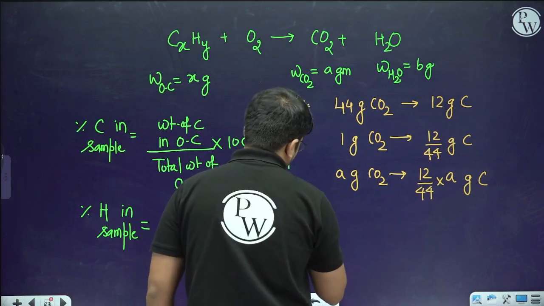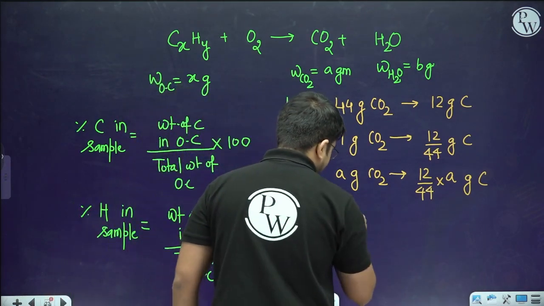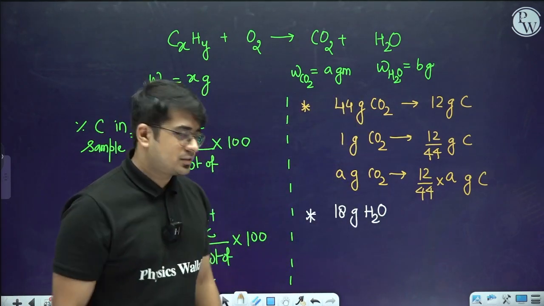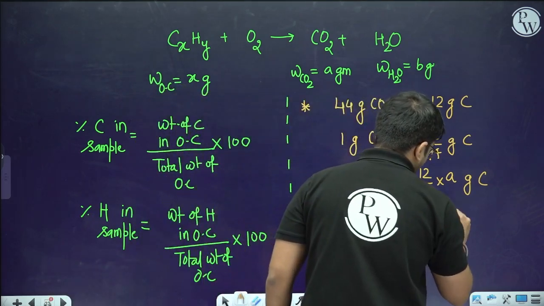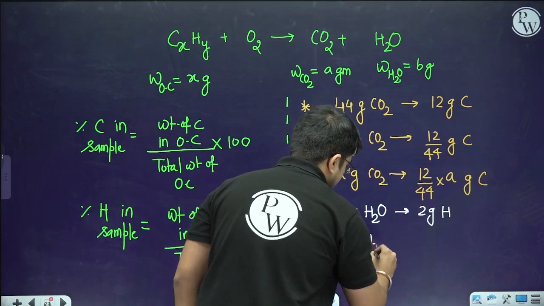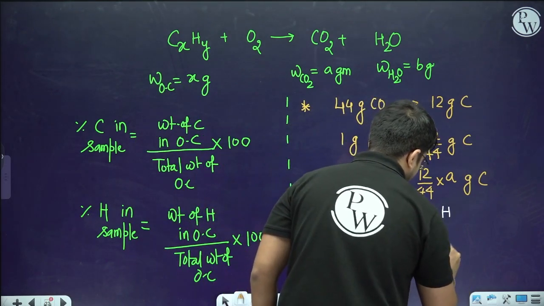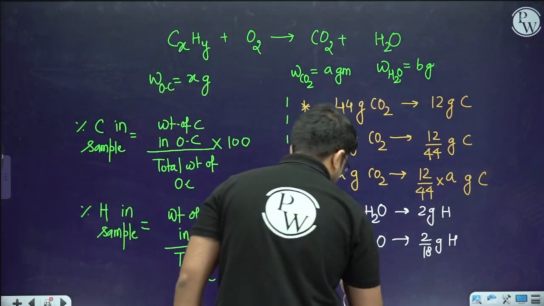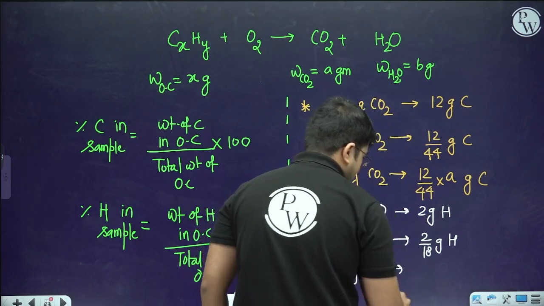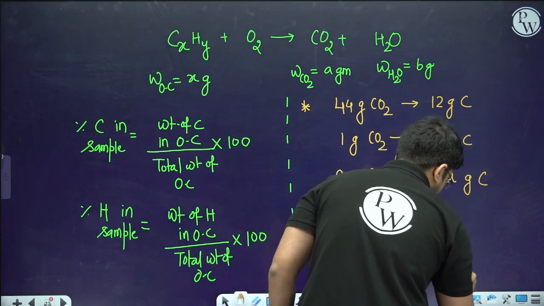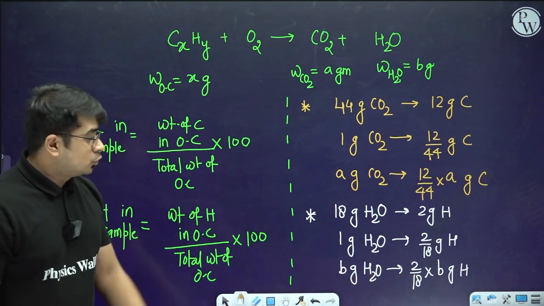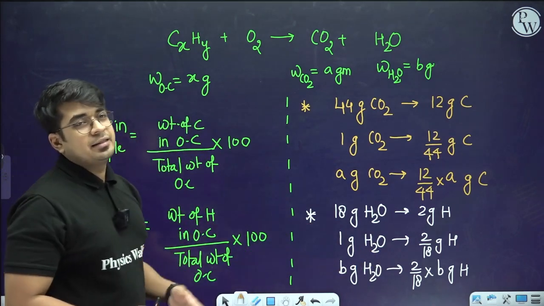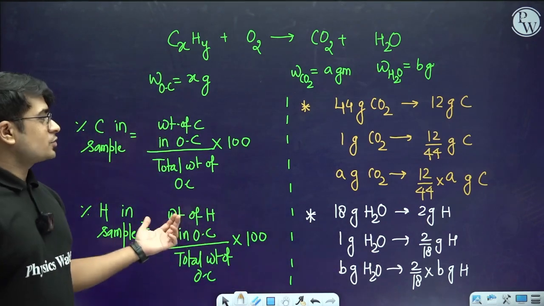In the same way, for H2O, same calculation, that we have 18 grams of H2O. Molar mass of H2O is 18 gram. 2 for hydrogen, 16 for oxygen. It actually contains 2 grams of hydrogen. So I can say 1 gram H2O will contain 2 divided by 18 gram of hydrogen. So eventually, if the data is given that B gram H2O is being produced, you can say that B gram H2O will produce 2 by 18 multiplied by B gram of hydrogen. That's it. You know the amount of hydrogen which is present in the organic compound. You know the total weight of organic compound multiplied by 100. That will be your answer. I hope this part is clear. Just note down this important calculation.